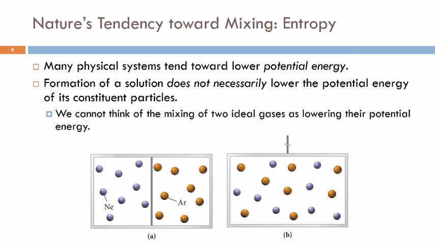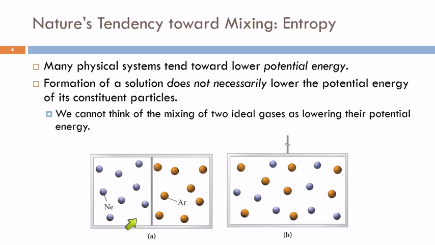So let's talk some more about this idea of mixing. We know that a lot of physical systems tend towards lower potential energy. That's why boulders roll down hills instead of up, because they're going to lower potential energy. When we form a solution, that does not necessarily lower the potential energy of the parts of the solution.